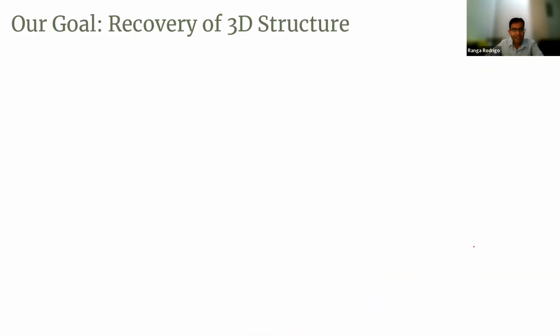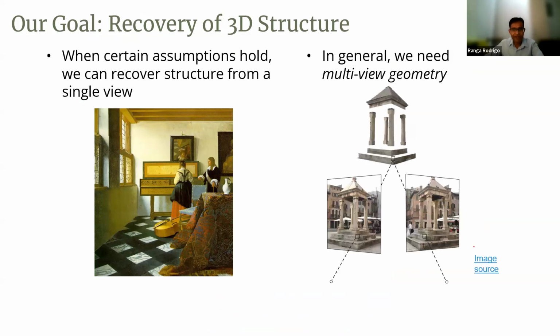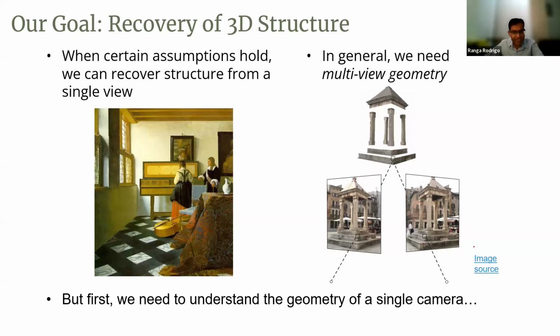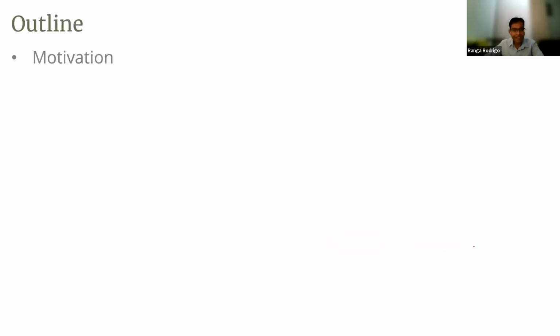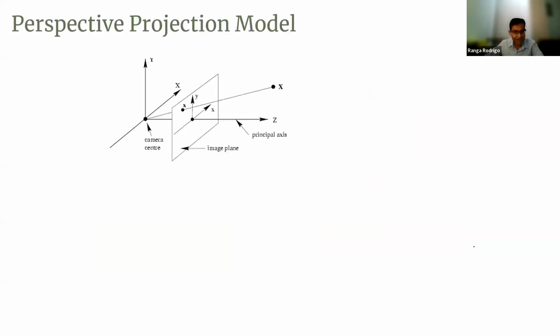So our goal is to recover the 3D structure. When certain assumptions hold, we can recover a structure from a single view. In general, we need multiple views to recover the 3D structure. But first, we need to understand the geometry of a single camera to be able to do this. Okay, that's a motivation. So let's look at the perspective projection model, and then intrinsic camera parameters and extrinsic parameters.